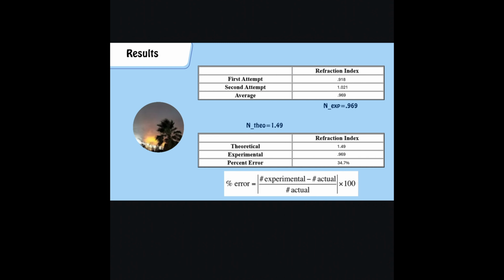Since there was a big discrepancy, visually and numerically, we decided to use percent error. We decided that we would get percent error by using the formula: percent error is equal to the absolute value of experimental minus theoretical, or actual, over theoretical, or actual, times 100. And then furthermore, we got 34.7% error.